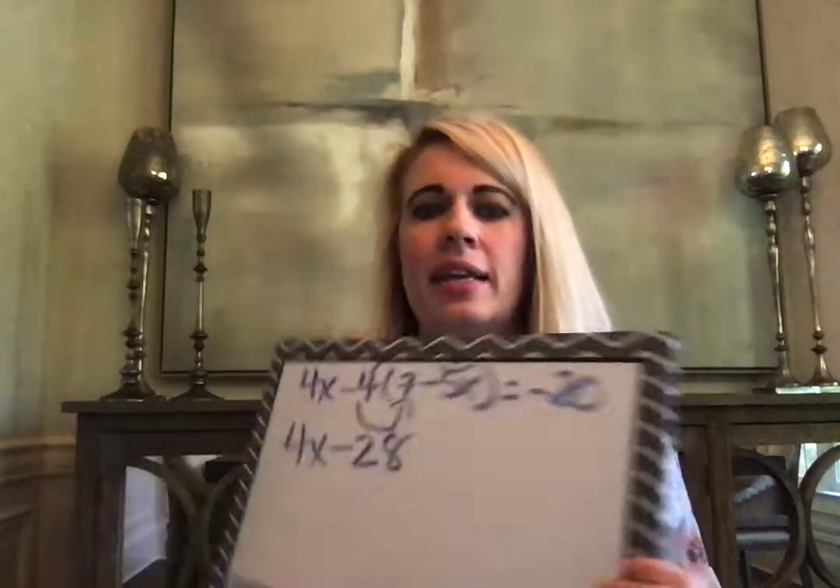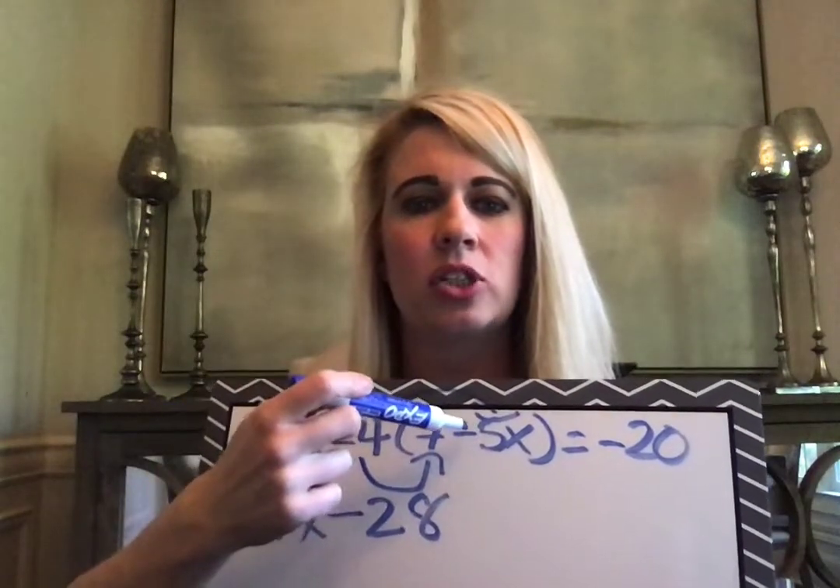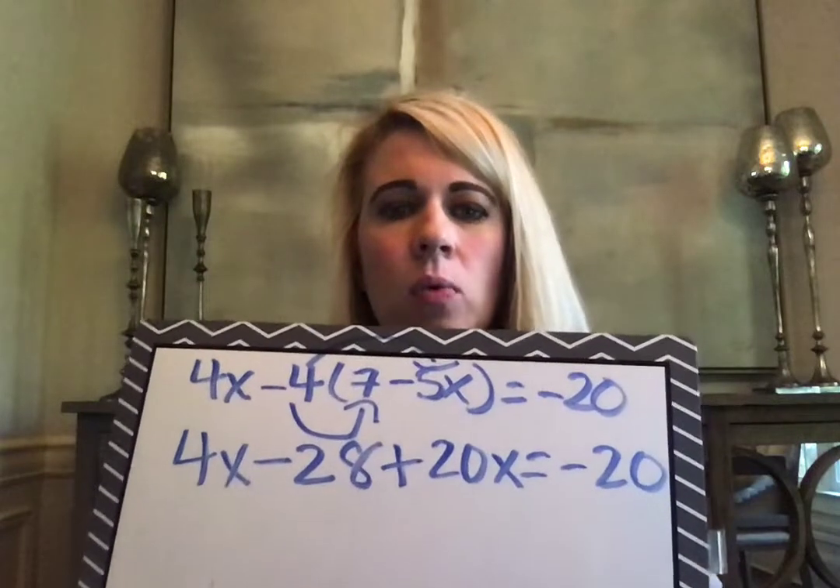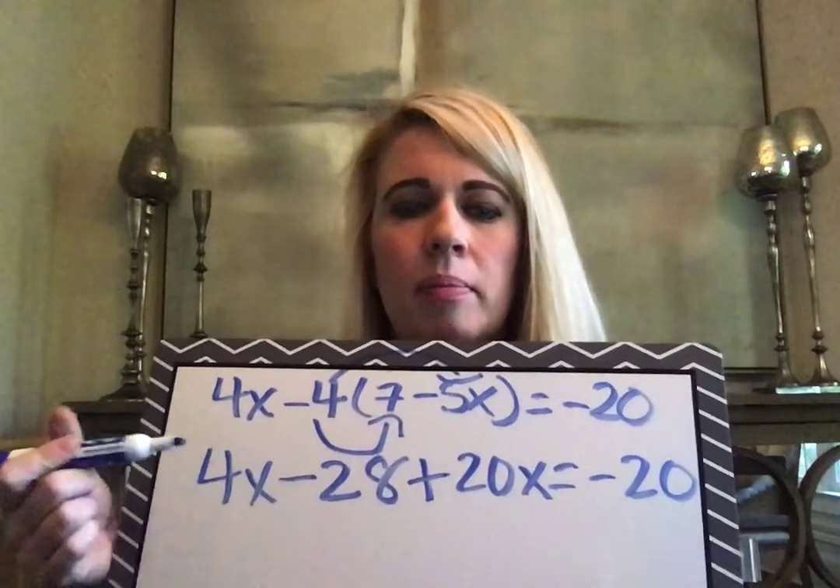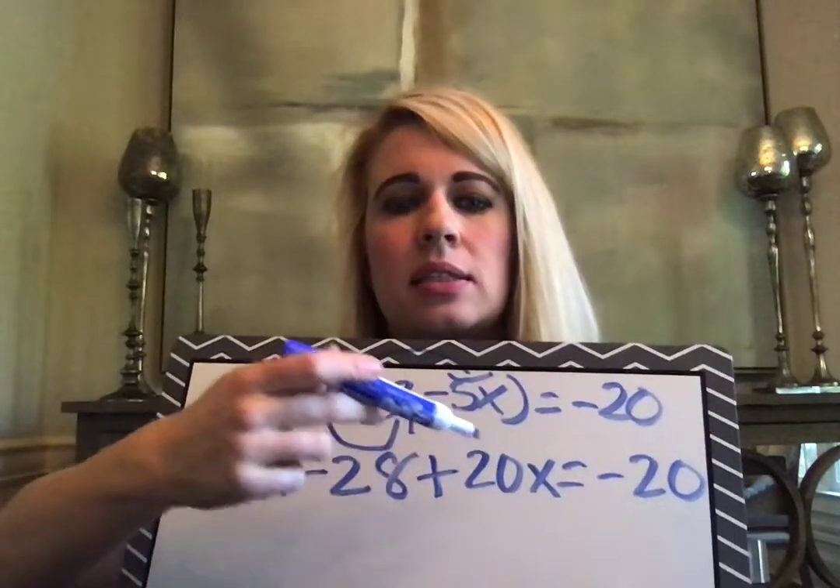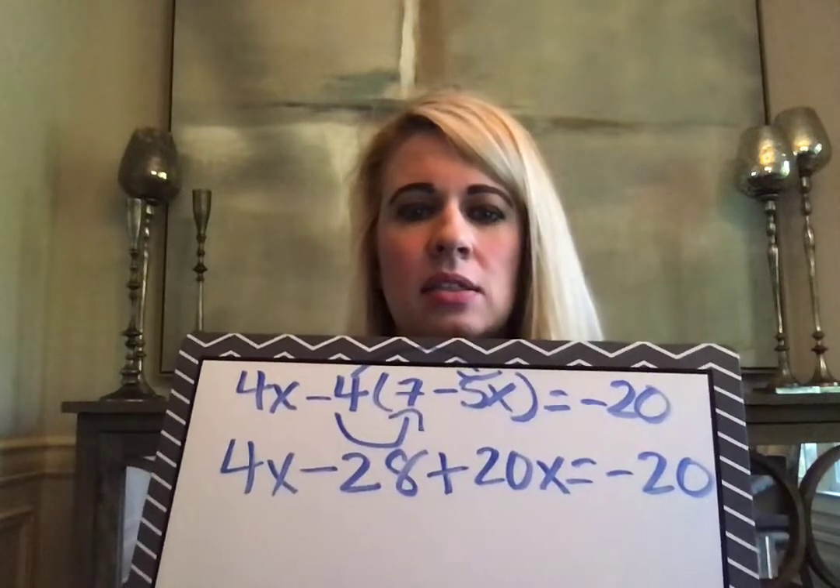Now you have a negative times a negative, which is a positive, same sign, so write plus, and then 4 times 5 is 20, so it's 20x equals negative 20. Okay, so this is where we're at. Now we're going to combine our like terms. We're going to combine our 4x with our 20x, and 4x plus 20x is 24x. And we're bringing down that minus 28, which equals negative 20.